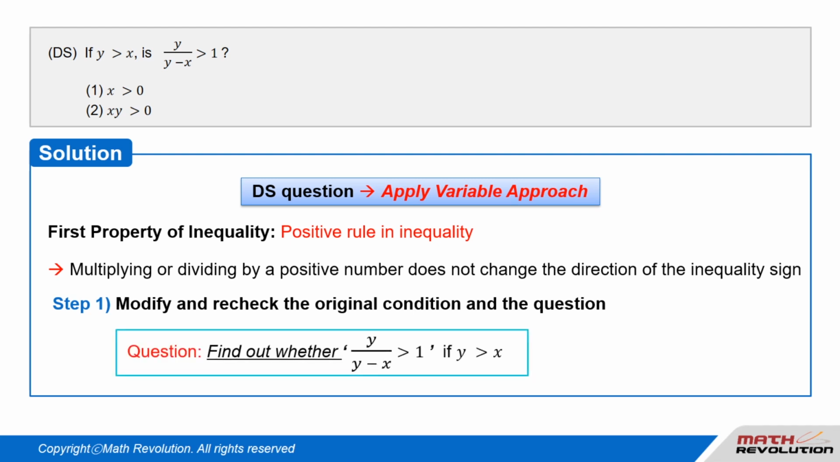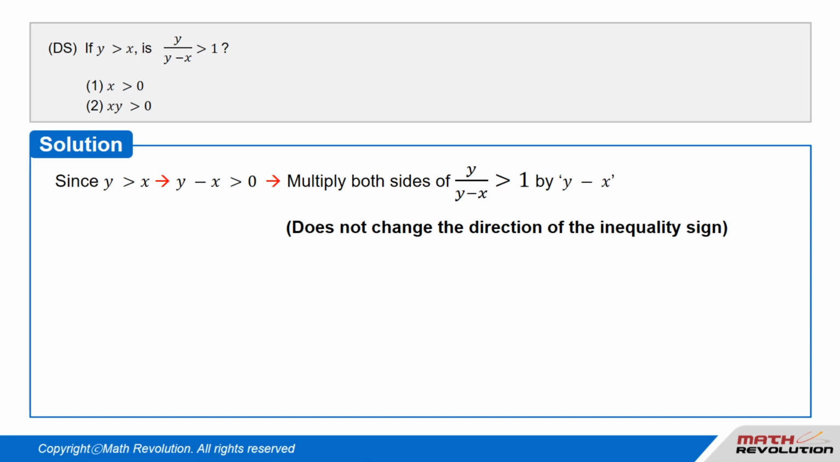We have to find out whether y over y minus x is greater than 1 if y is greater than x. Since y is greater than x, the term y minus x is greater than 0, and we can multiply both sides of y over y minus x is greater than 1 by y minus x, as multiplication by the positive number, y minus x, does not change the direction of the inequality sign. Then we get whether y over y minus x times y minus x is greater than 1 times y minus x, or whether y is greater than y minus x.